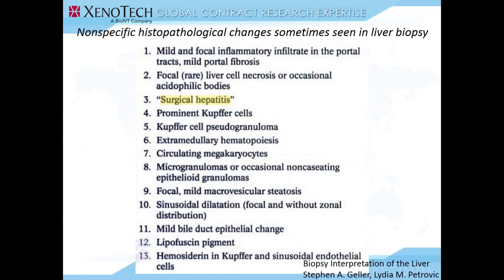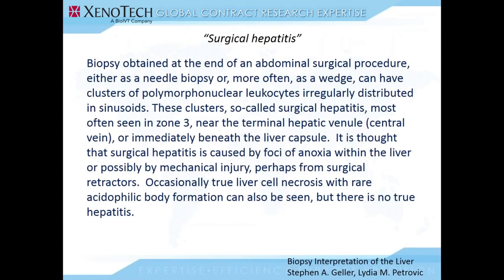I'd like to go to the definition of surgical hepatitis. It's interesting and somewhat new to me as well. Surgical hepatitis is clusters of polymorphonuclear leukocytes irregularly distributed in sinusoids. These clusters, so-called surgical hepatitis, are most often seen in zone 3 near the terminal hepatic venule or central vein, or immediately beneath the liver capsule.